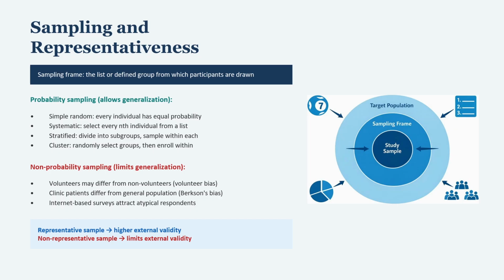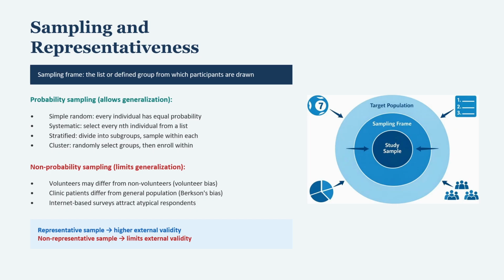Farms that volunteer to participate in a study are different from farms that don't. They're more likely to have good records, engaged owners, and above-average management. Clinic patients differ from animals that never see a veterinarian. These differences may be irrelevant or critical depending on the question, but they always need to be acknowledged.